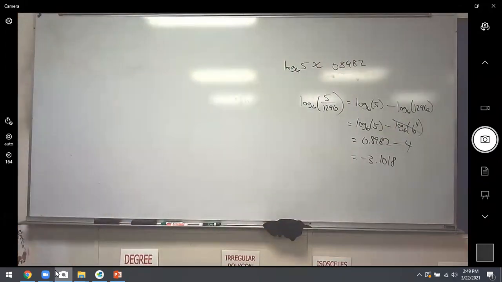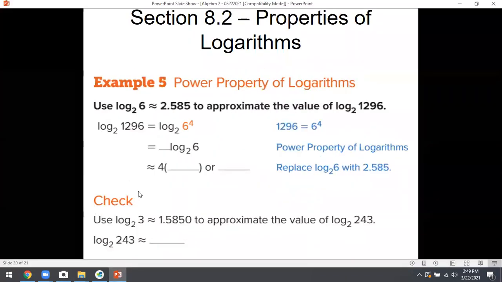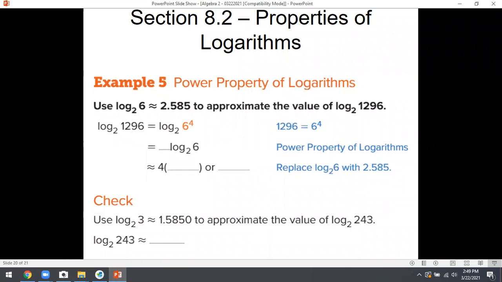Anything too hard today? I don't think so. As long as we kind of get the basics of the properties down, we should be just fine. And lastly, let's go ahead and do one example of the last property. We haven't really used the power property too much, so a couple more examples and we'll call it a day, then you got some time to work. Here's the last couple. Up here, use the fact that log base 2 of 6 is 2.585 to approximate the value of this log.